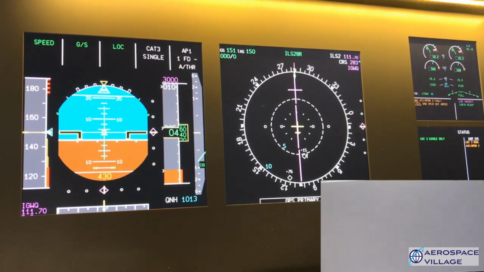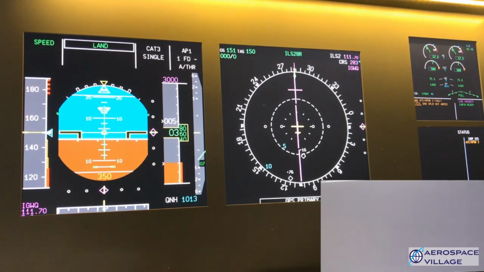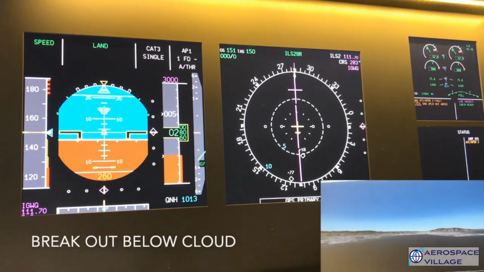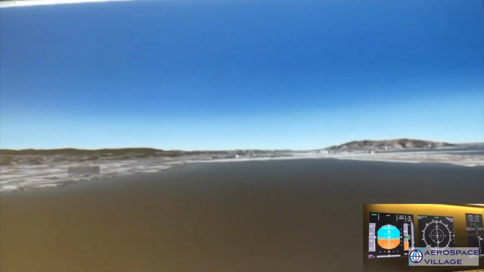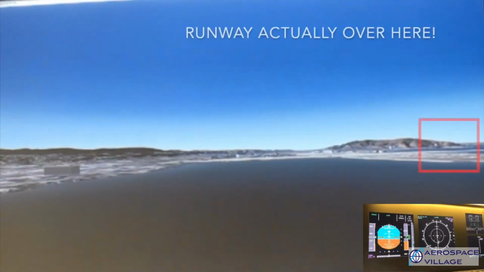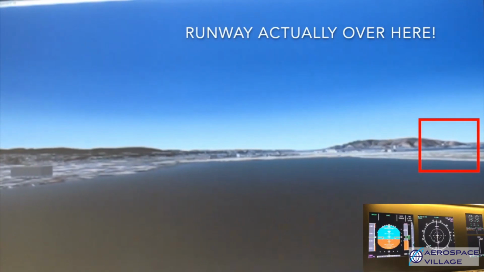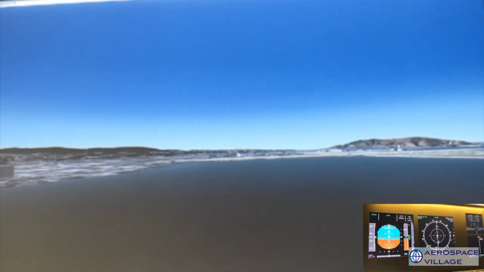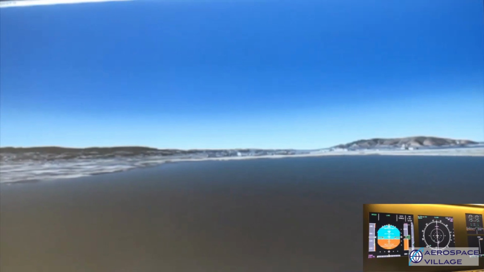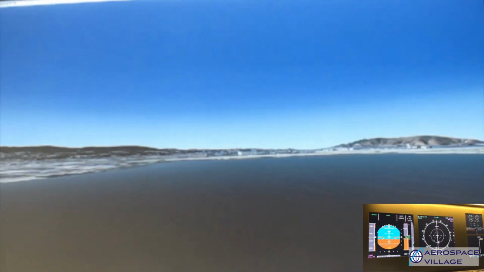At 400 feet, the aircraft believes itself to be in landing mode, and ground proximity and traffic alerts will be inhibited beyond this point. At 300 feet, we break out of the cloud and find ourselves well left of the runway, even though our instruments are still indicating we're on the center line. Now, a pilot would go around and retry the landing if faced with this situation, if they had sufficient visibility to make that decision.